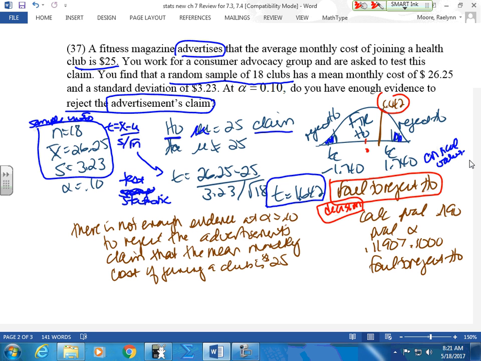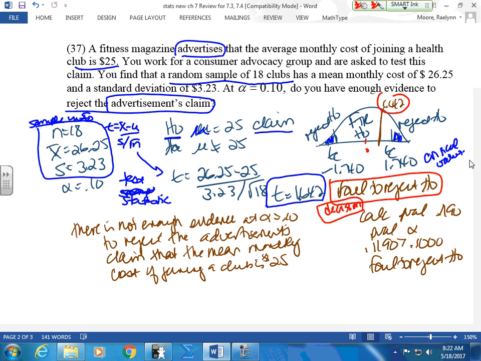When I ask for a decision, I either want fail to reject H0 or reject H0. Now comes your interpretation. We go to your chart: the claim is H0, I failed to reject H0, so I have to say it this way. There is not enough evidence at a level of significance of 0.10 to reject the advertisement's claim that the mean monthly cost of joining a health club is $25. I want this statement.